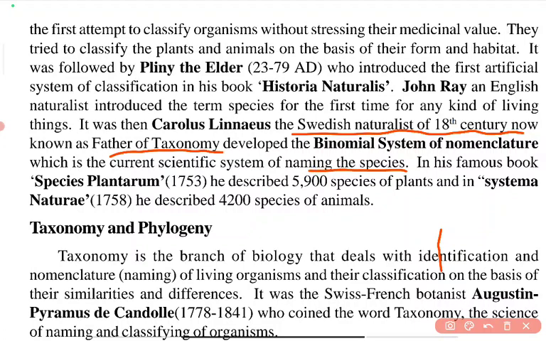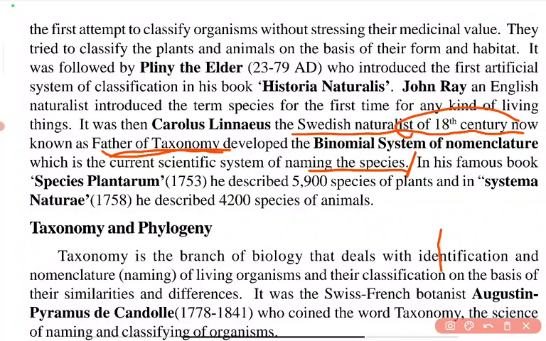The first thing that is important here, please keep in mind, and this question has also been asked many times. Carolus Linnaeus, the Swedish naturalist in the 18th century. In which century? 18th century. Now he is known as the father of taxonomy.